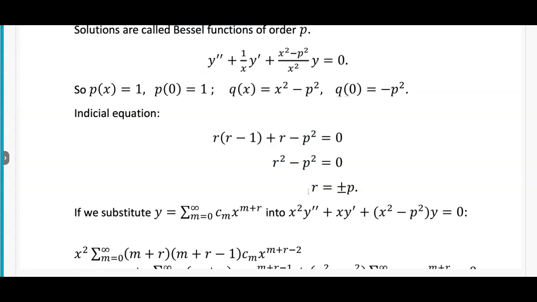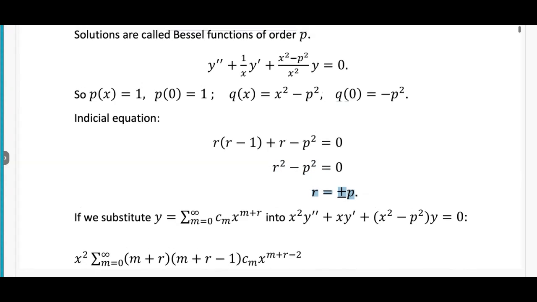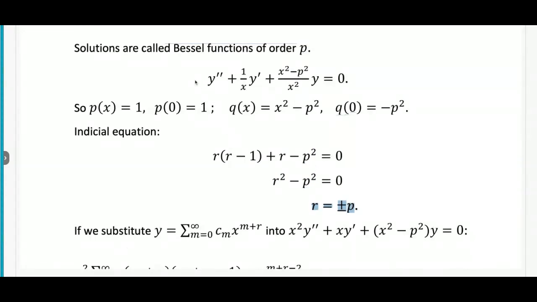We simplify and get this, and then we get two solutions: r equals plus or minus p. So these are the solutions for Bessel functions of order p. The indicial equation has solutions positive p and negative p, and p itself is non-negative.